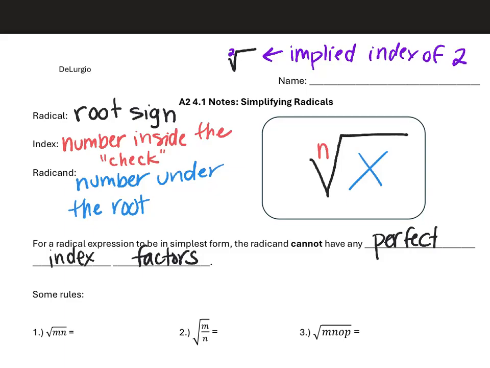So if it's a square root, it cannot have any perfect square factors. If it's a cubed root, it can't have any perfect cube factors. So whatever your index is, it can't have those perfect root factors. For the most part, we are going to see squares, so we're looking for perfect square factors.